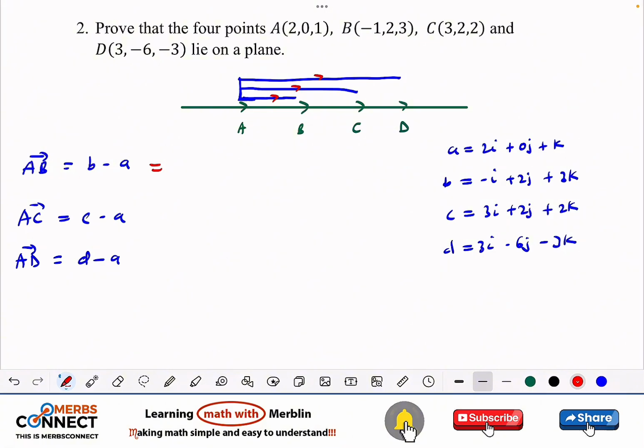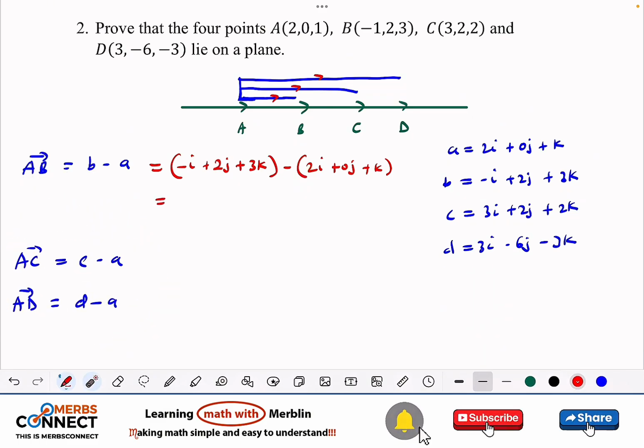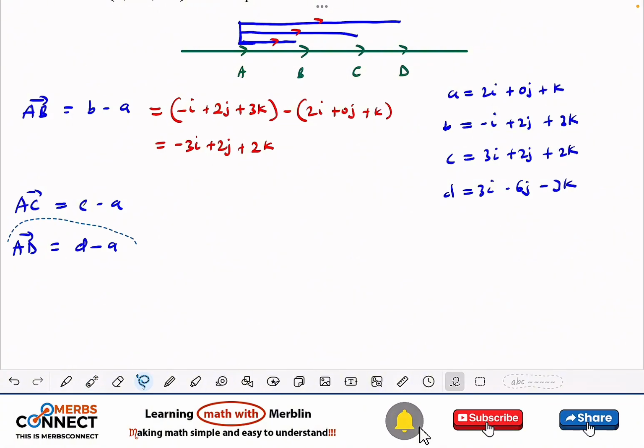This is basically b, which is minus i plus 2j plus 3k, minus a, which is 2i plus 0j plus k. So what are we going to get at the end? This is going to give us minus i minus 2i, so minus 3i. Then 2j minus 0j gives us plus 2j. And then 3k minus k gives us plus 2k. So that is for vector AB. Let's look for vector AC.